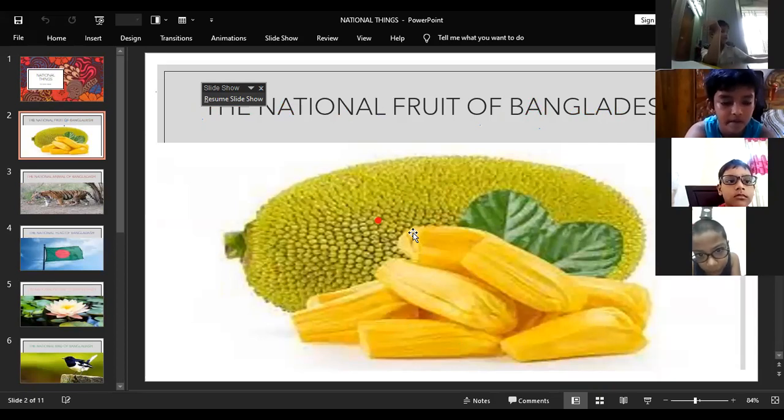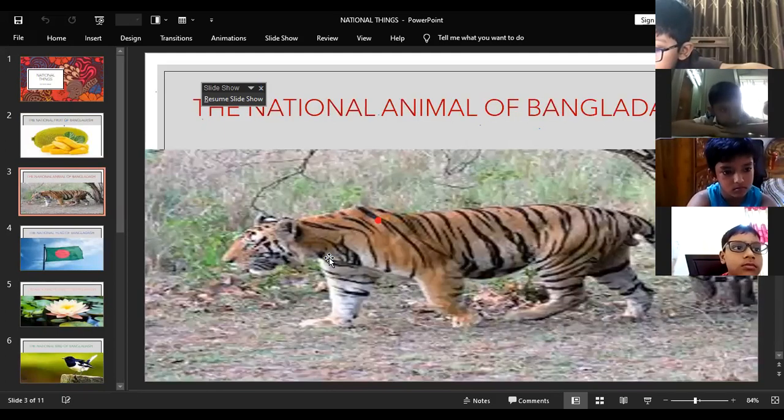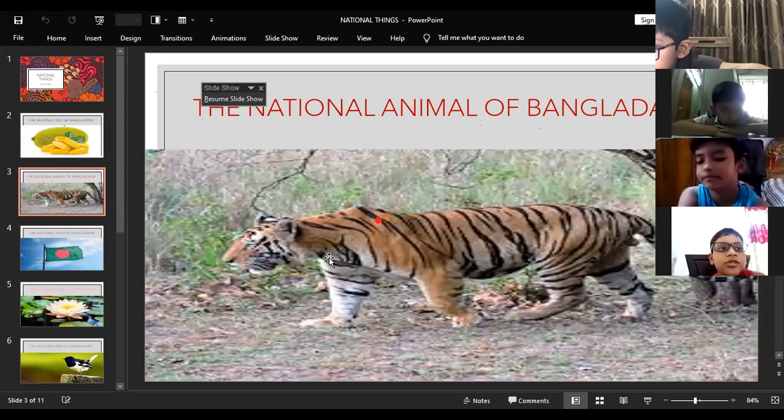Please tell me, what's the name of our national fruit? Jackfruit. Very good. What's the name of our national animal? Tiger.